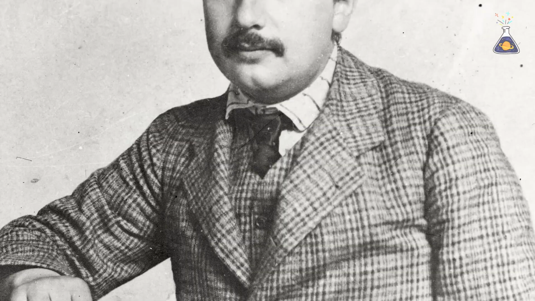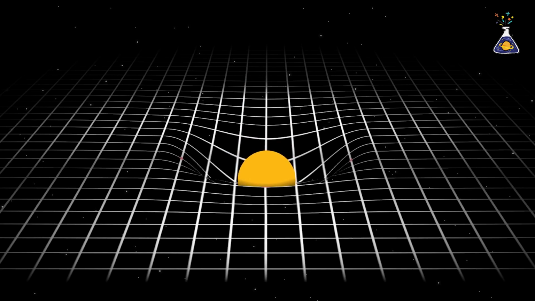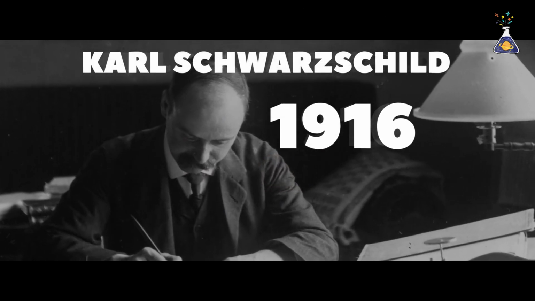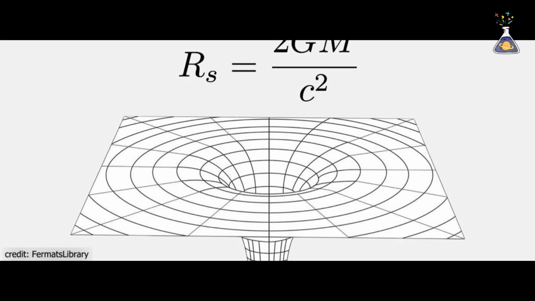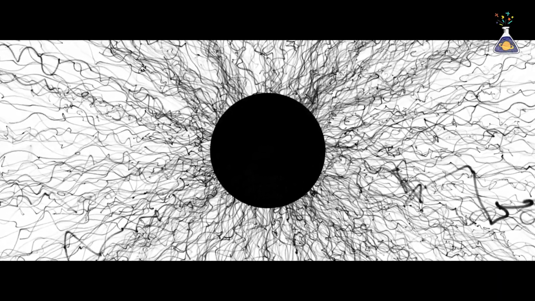In 1915, Einstein introduced his general theory of relativity, explaining how massive objects can dramatically warp space-time. The following year, German physicist Karl Schwarzschild found a solution to Einstein's equations that described a point where gravity becomes infinite, a singularity. It was the first mathematical description of a black hole.